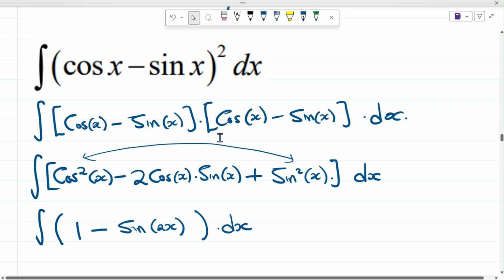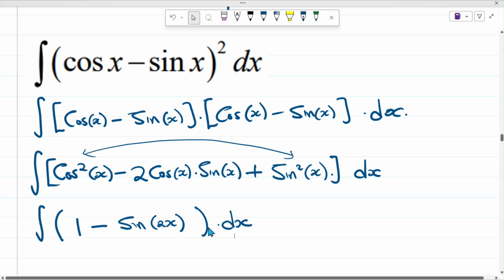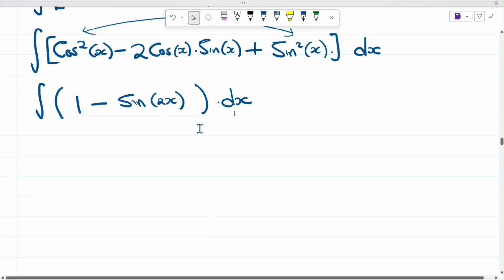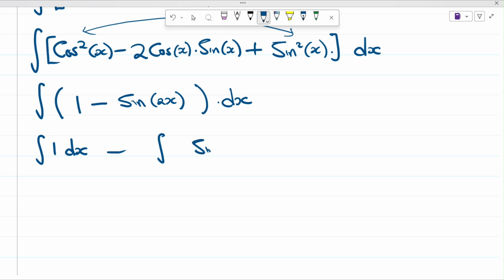Otherwise, if you don't do this, then you'll need to substitute your half angle identities into the cos squared, and then your half angle identities again into the sine squared. That is going to be long. So to simplify your life, you just say cos squared plus sine squared is equivalent to 1, and you change this double angle into this. Then it's easy for us to integrate. I can just split this: the integral of 1 dx minus the integral of sine of 2x dx.